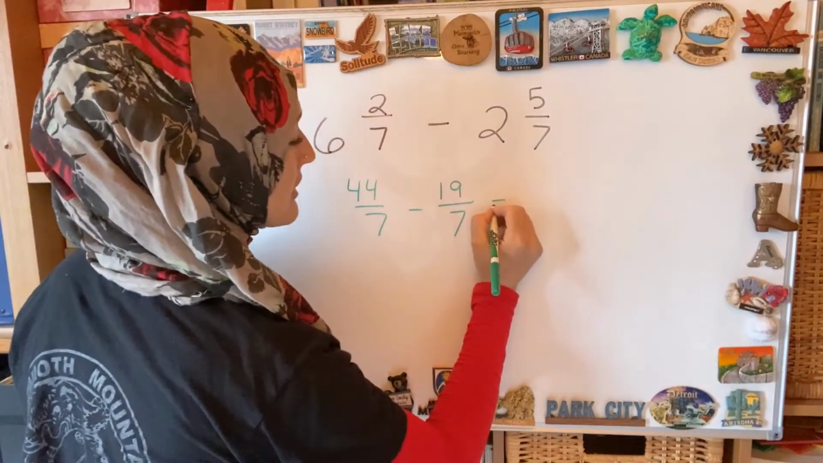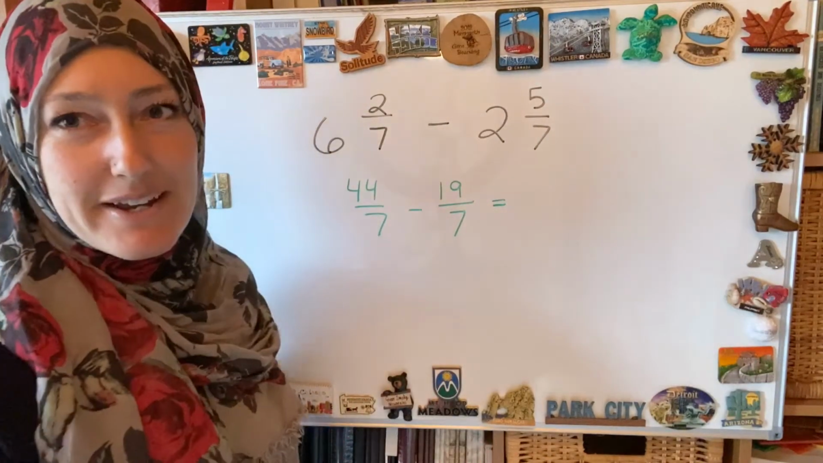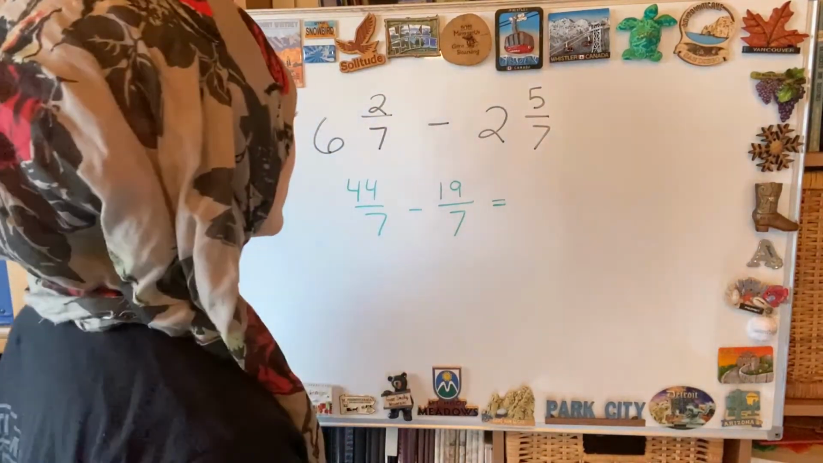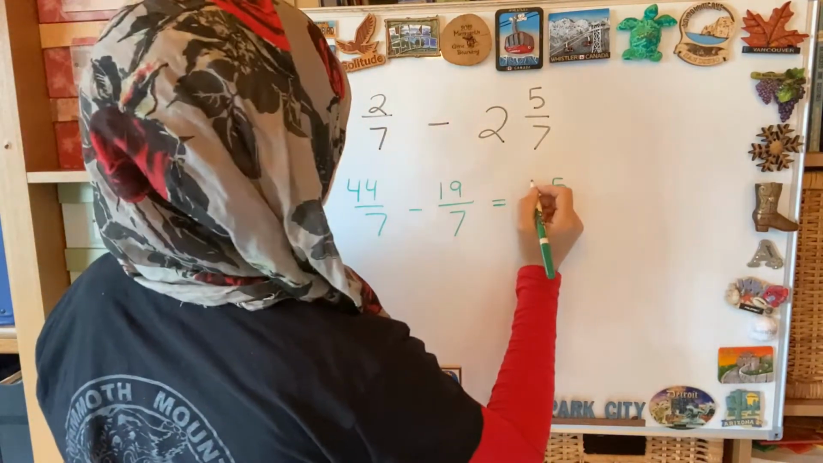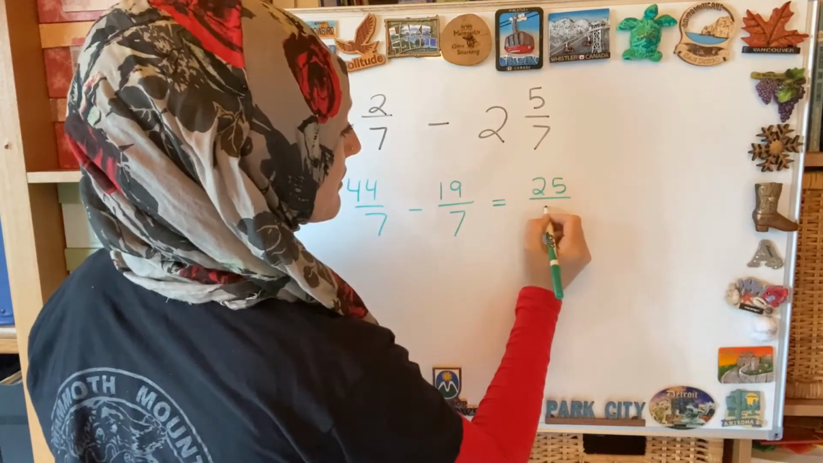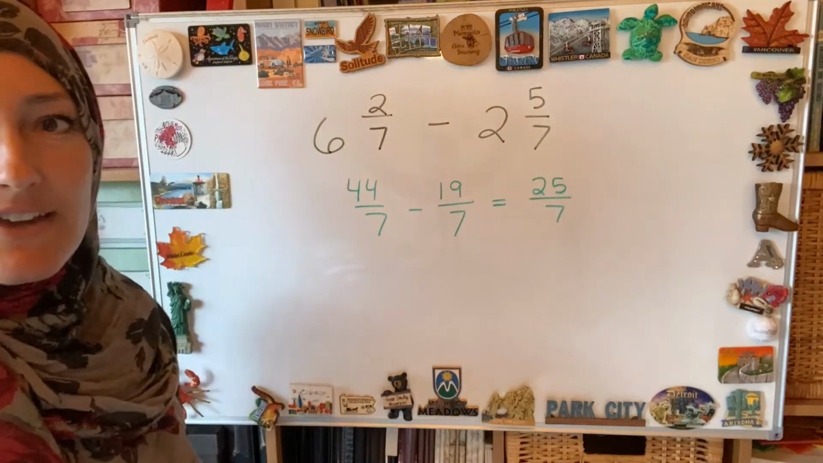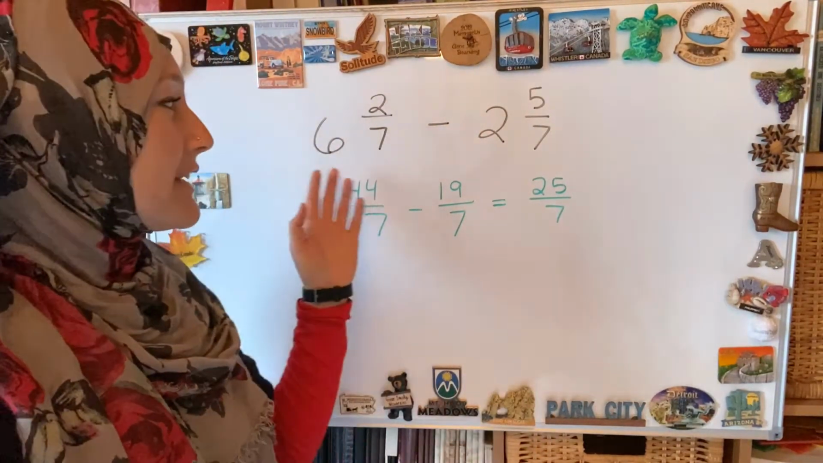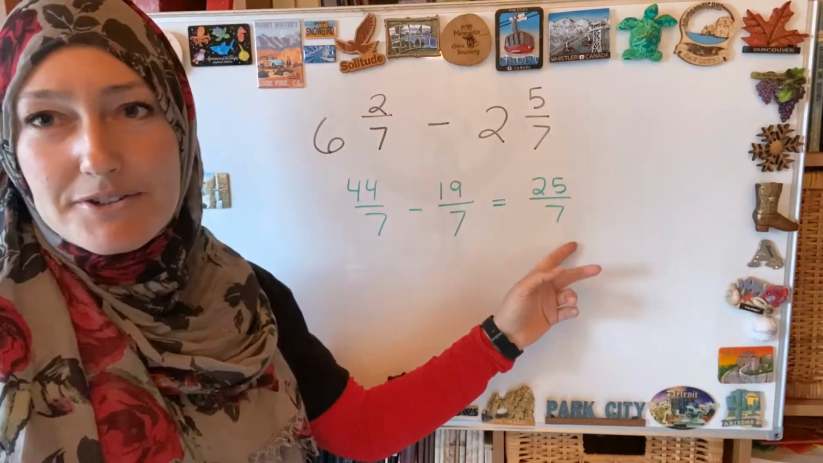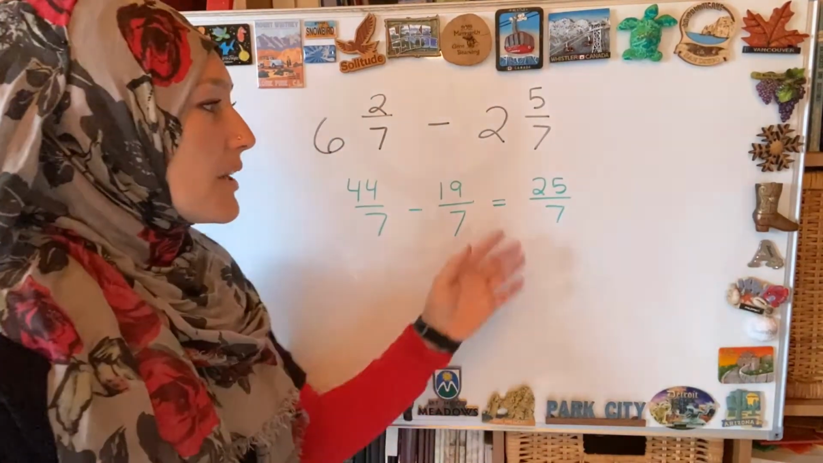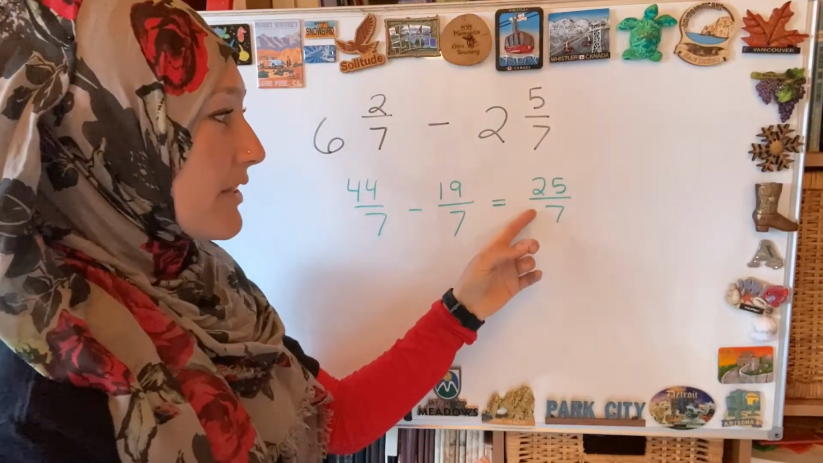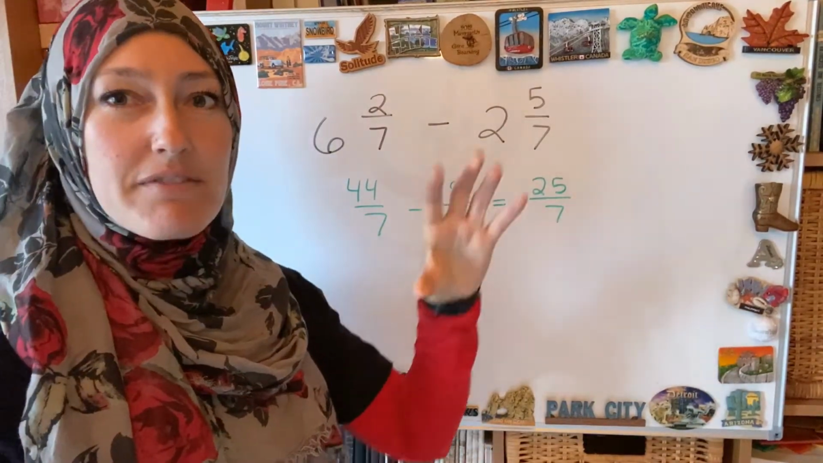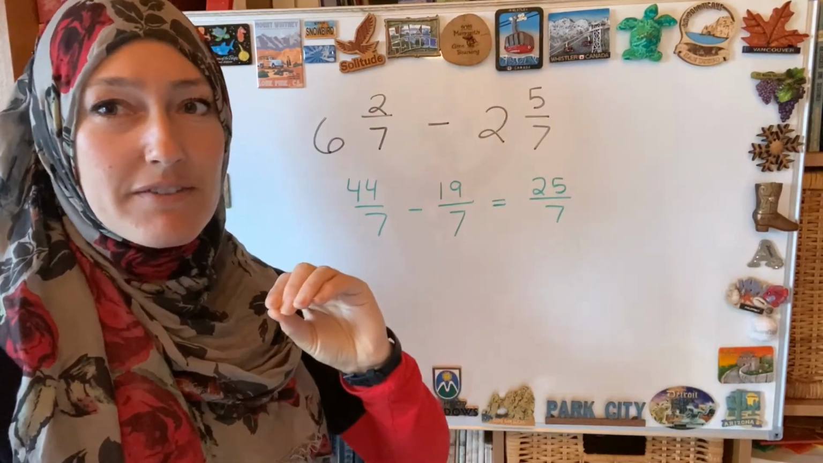7 × 6 = 42. And then we're gonna add, so we're gonna multiply these two and then add the top numbers. So it's 42, 43, 44. So we have 44 sevenths minus 2 times 7 is 14, plus 5 is 19. All of it is over 7. So that's pretty fast. If you know the shortcut, it becomes faster.